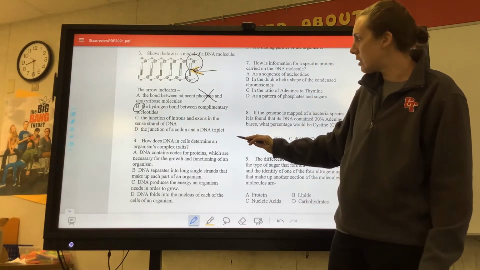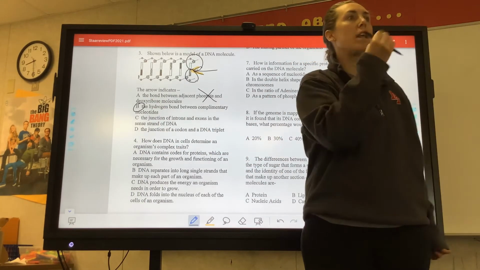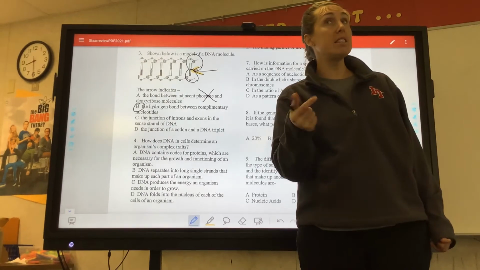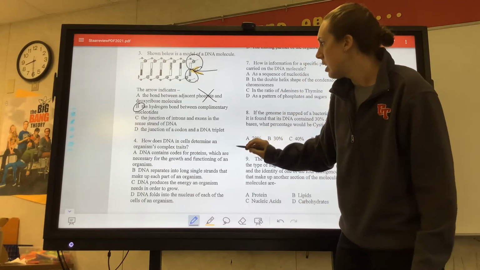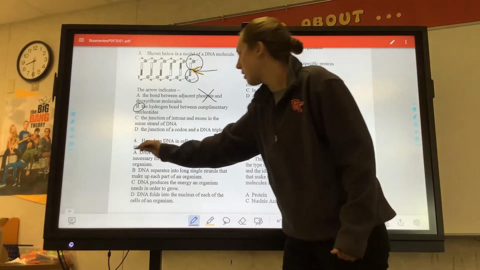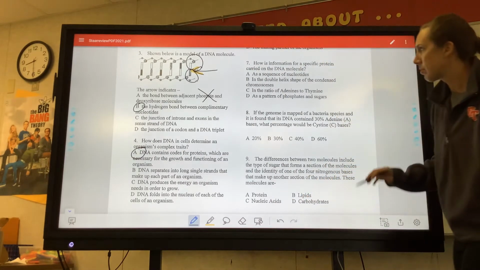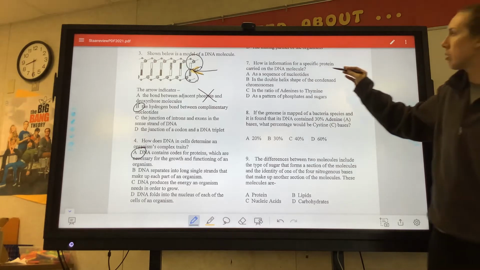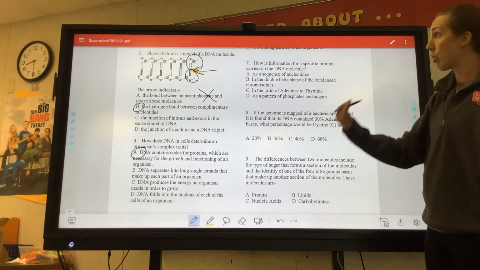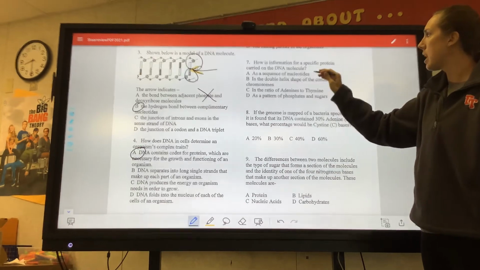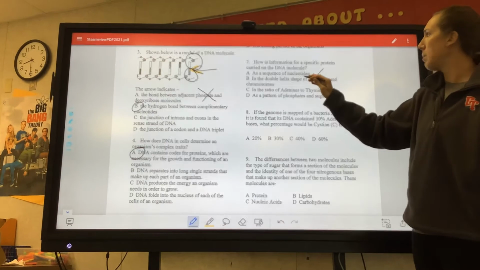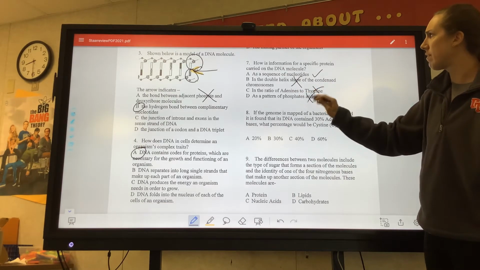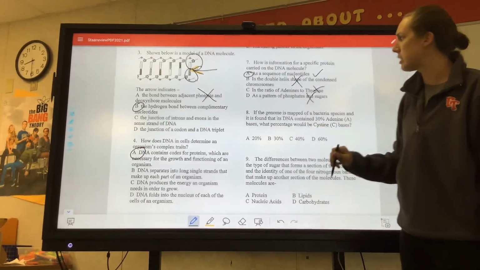How does the DNA in cells determine organisms' traits? Why do you look the way you do? Your DNA makes RNA, and the RNA makes proteins, and you look the way you do because of your proteins. DNA contains codes for proteins, yes. Okay, how is information for a specific protein carried on a molecule? In the code, the order of the sequence. As a sequence of nucleotides, I think so. In the double helix shape, it's not because of the shape, it's not the ratio, and it's not the sugars and phosphates. It's the code of the sequence of nucleotides.